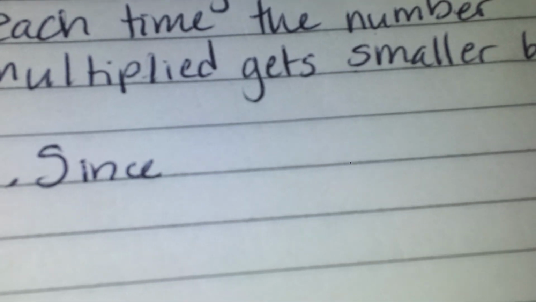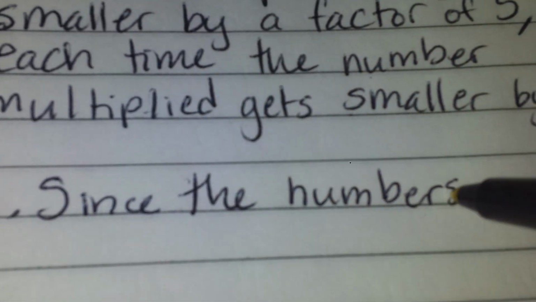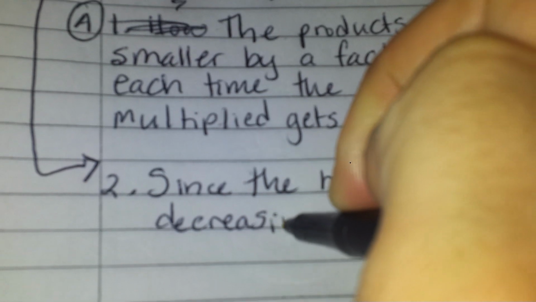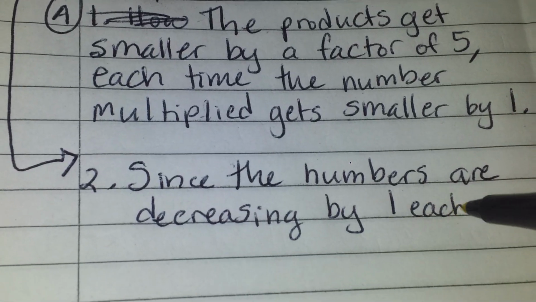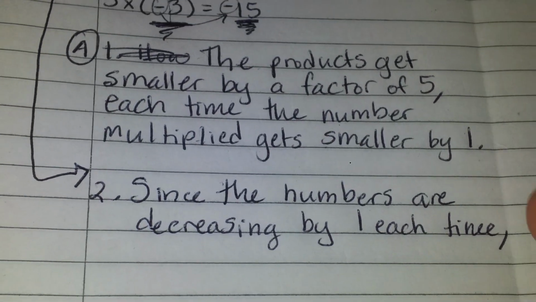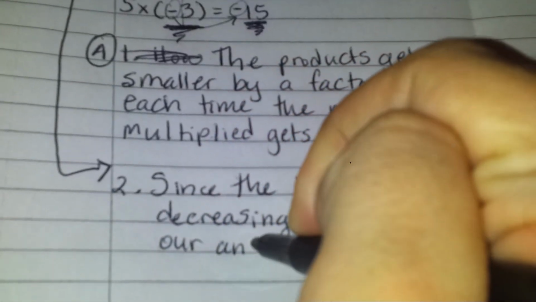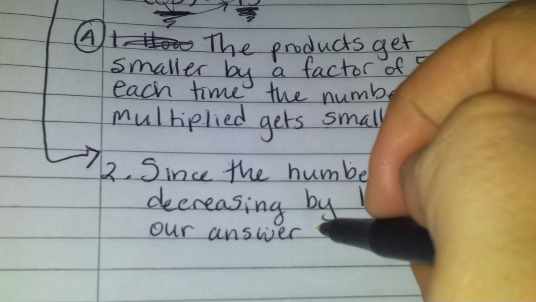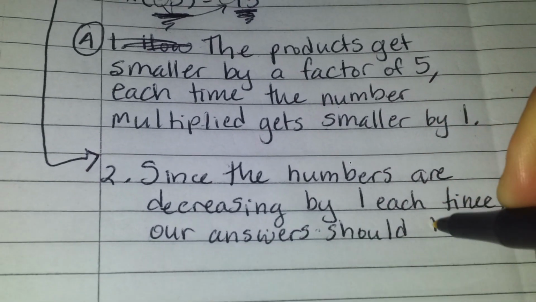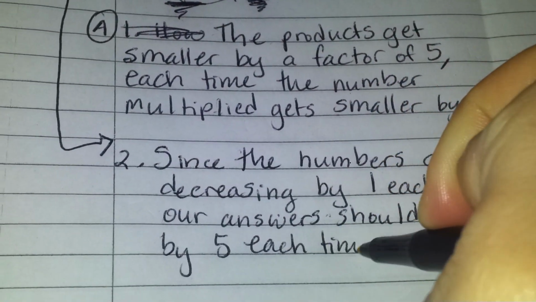I would say that since, let's zoom in a little bit. Since the numbers are decreasing by 1, these are the negative numbers now. Each time, our answers, or products, should also decrease by 5 each time. Really, I'm just skip counting downwards. Decrease by 5 each time. And we're done with part 2.